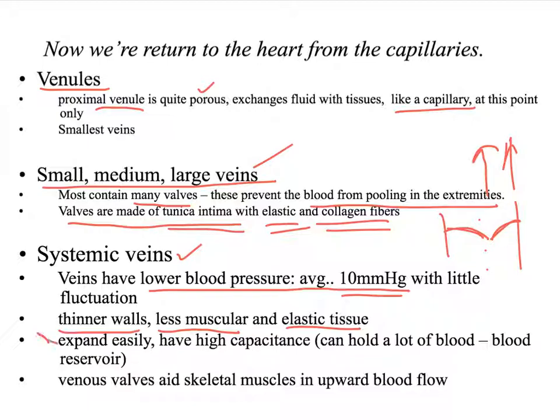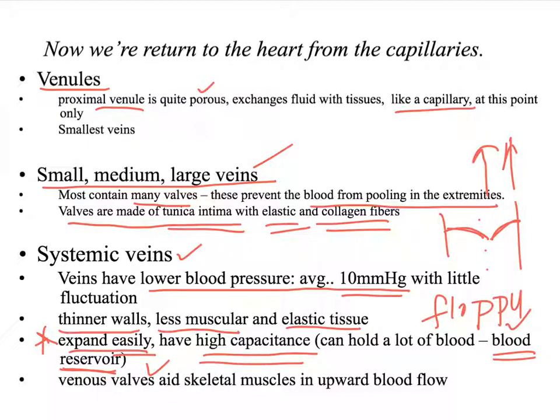Now what's special about them? They have valves for sure. But they expand really easily, and they have what they call high capacitance. Capacitance means they have a high capacity, so they can hold a lot of blood. So they serve as, your book calls it, a blood reservoir. So in your body, at any one time, most of the blood is hanging out in your veins because they're big and floppy. And that's normal. That's where it should be.